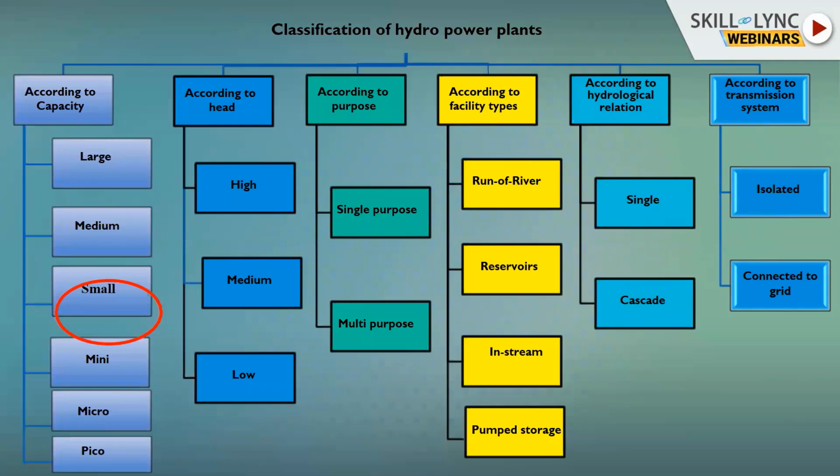And the next one is the transmission system, whether it's isolated or connected to the grid. The grid is nothing but producing electrical energy and connecting it to the grid. Otherwise, isolated means we produce the electrical energy in a particular area, and that energy is utilized by the local people or local industry itself.